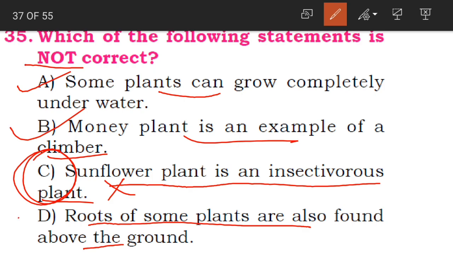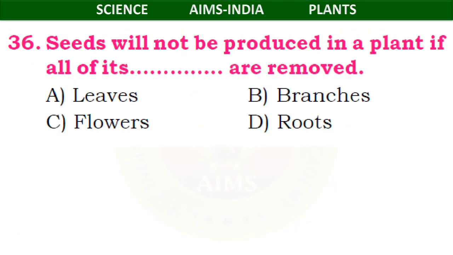Clear children? D, roots of some plants are also found above the ground. This is also correct. In some plants, roots can be found above the ground. Clear children? Like for example, air plants. Now, seeds will not be produced in a plant if all of its dash are removed. 36th question children, this is seeds will not be produced in a plant if all of its dash are removed.